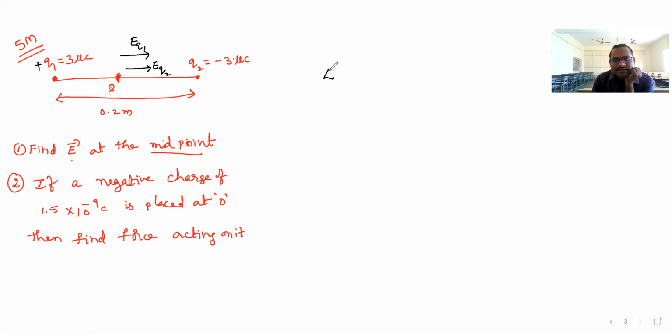Means the net electric field at point O can be written as the electric field due to charge Q1 plus the electric field due to charge Q2. Because both are in the same direction, simply we can add them. Direction is from Q1 to Q2. So what will be the electric field due to charge Q1? The formula is KQ1 by the distance squared. The total distance is 0.2, so this distance is 0.1 meters, 0.1 meter whole square.